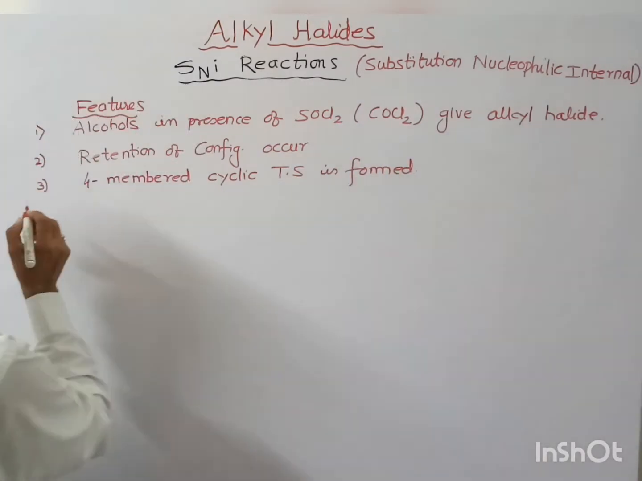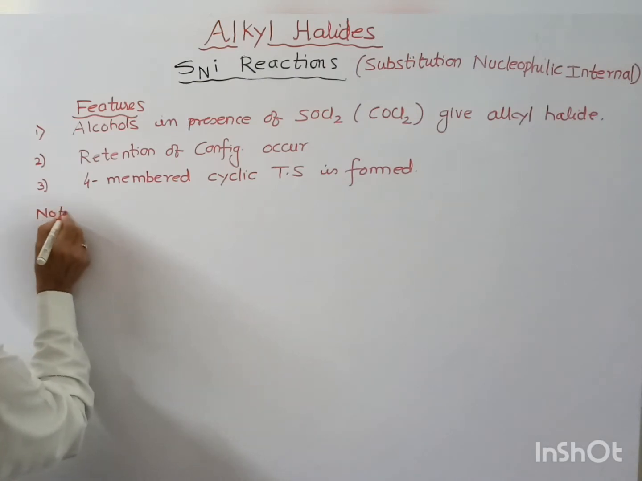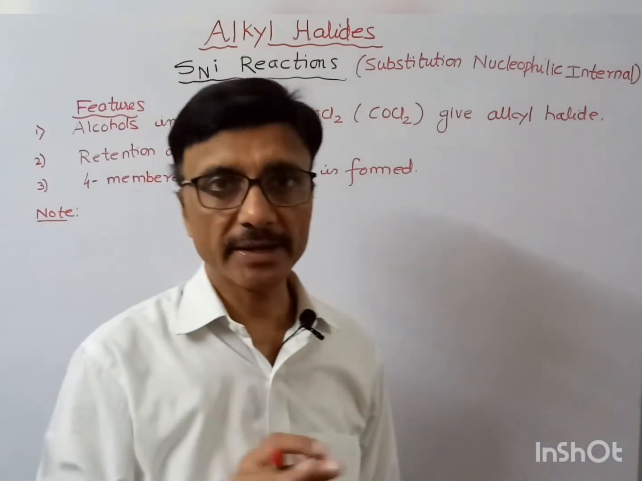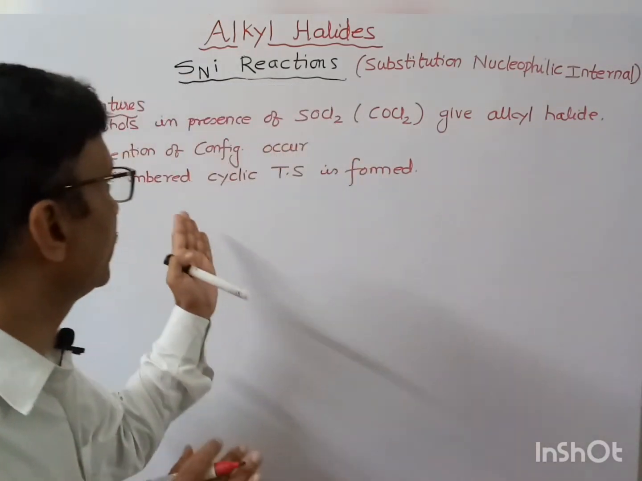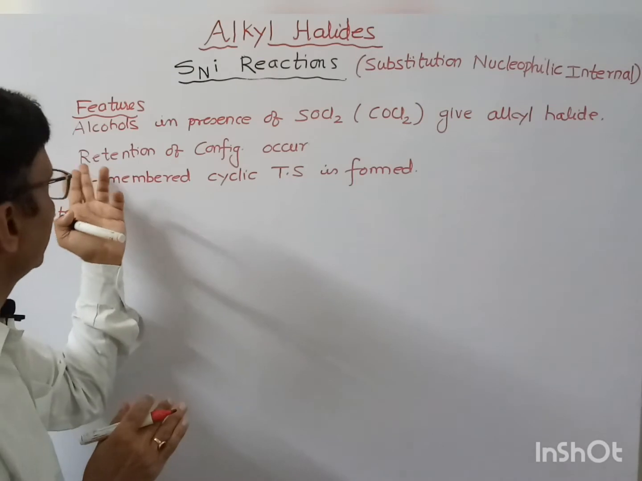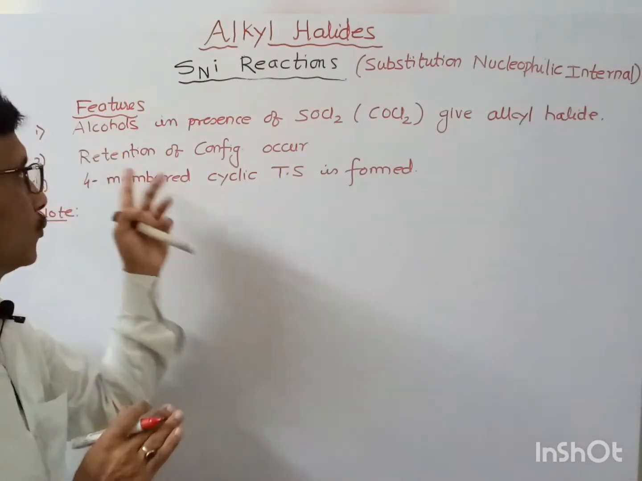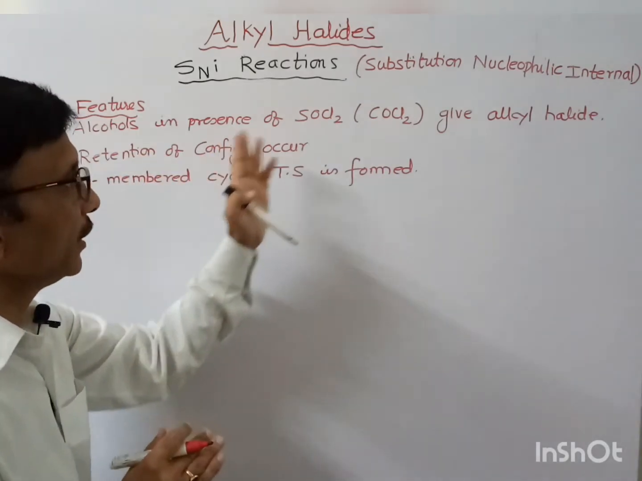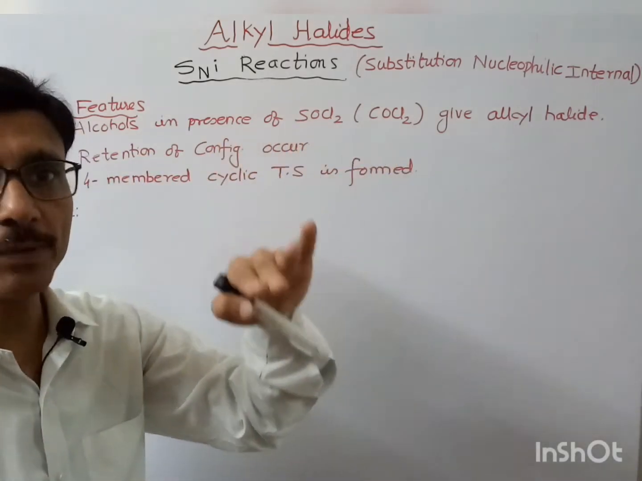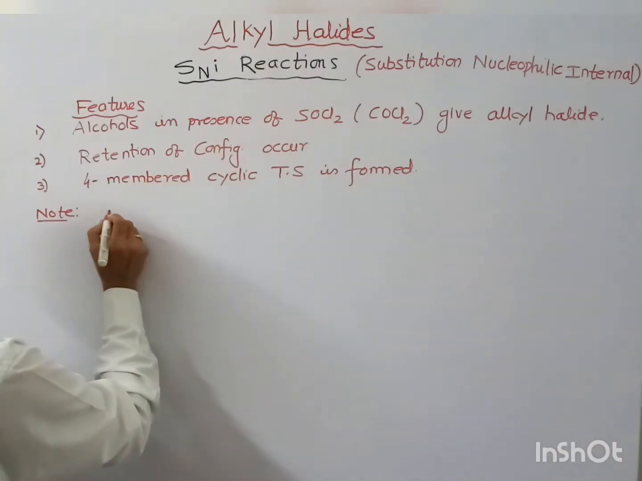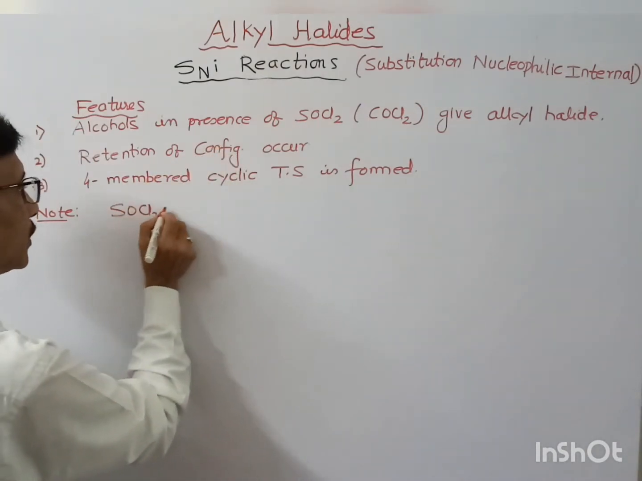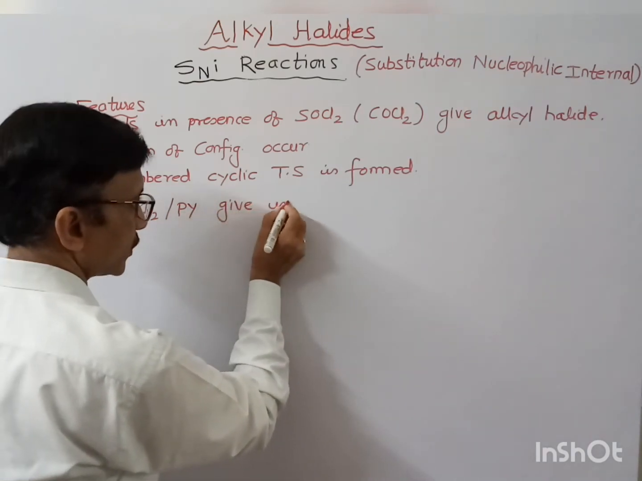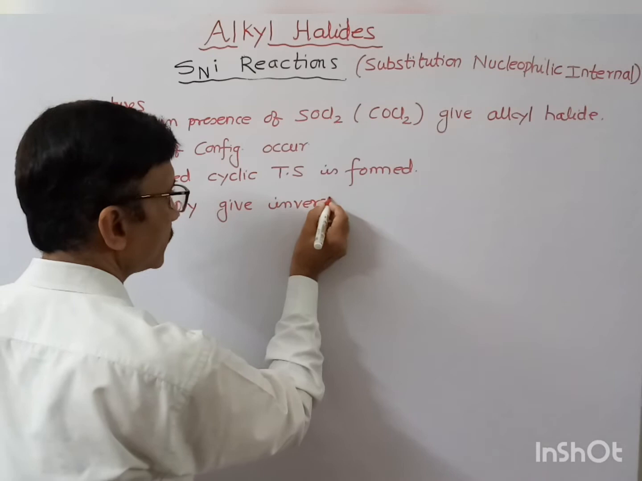Okay, now next point, suppose we are taking thionyl chloride in presence of pyridine. So thionyl chloride in presence of pyridine gives the inversion product. So thionyl chloride alone gives the retention product, but if we take thionyl chloride in presence of pyridine, it gives the inversion product. So SOCl2 in pyridine gives inversion product. So we will see the mechanism of this one.